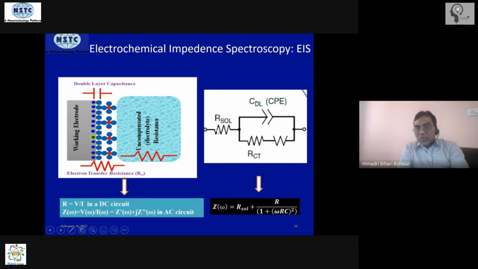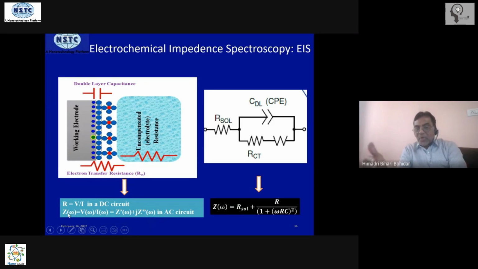This is the solution resistance. This is the charge transfer resistance. This is the capacitance I am talking about, this one. And this circuit is actually an RC parallel circuit, which has an impedance value. Impedance is basically the voltage by the current. Voltage divided by current, as you know, in Ohm's law, is the resistance. When these things become dependent on the frequency, then the resistance becomes an impedance parameter. The voltage is a function of frequency, current is a function of frequency. Then the resistance is called an impedance.